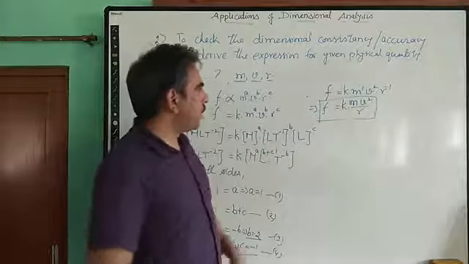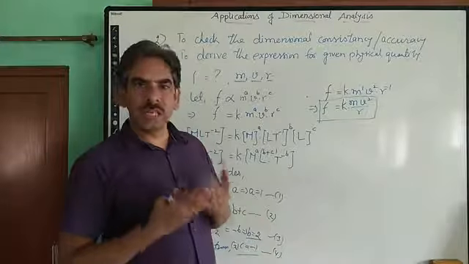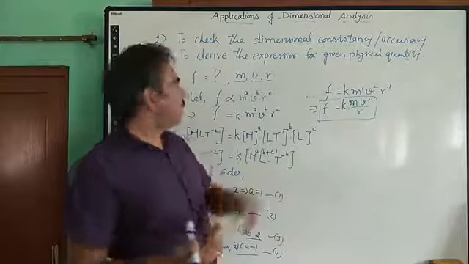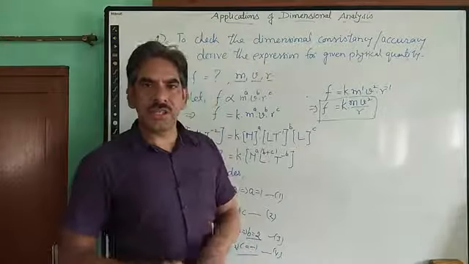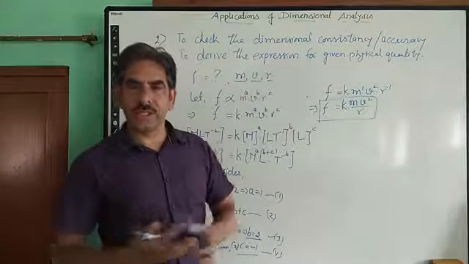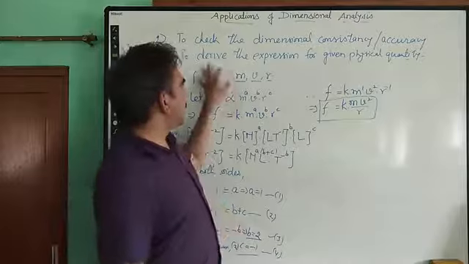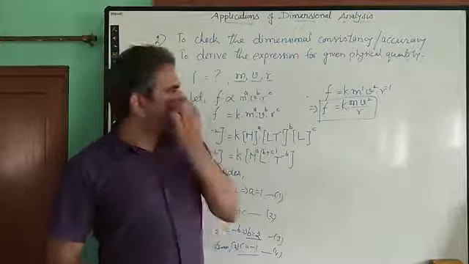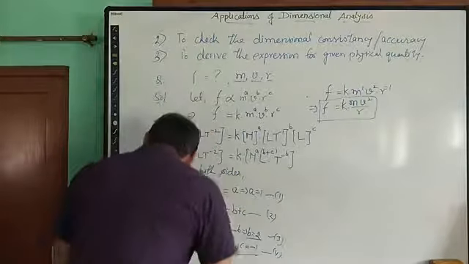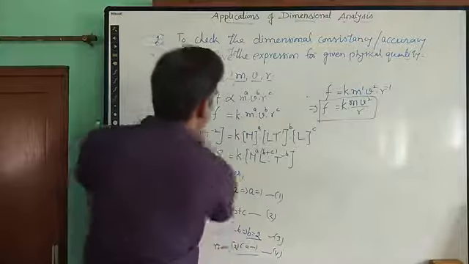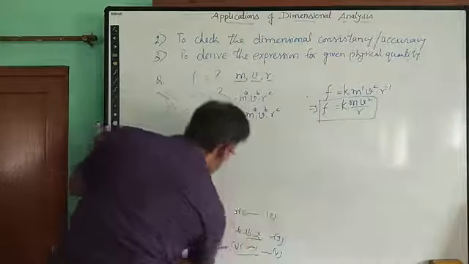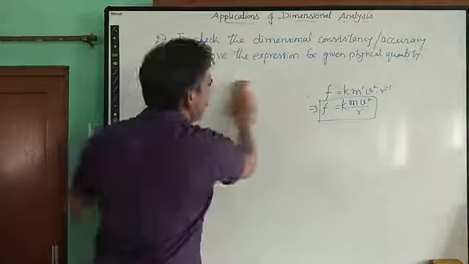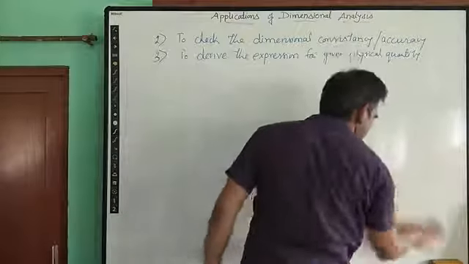So this is how we make use of the method of dimensions in different ways, in converting the units from one form to other, in checking the dimensional consistency or accuracy or correctness of a given equation or formula, or we can also derive the expression for any given physical quantity by the method of dimensions. But this dimensional analysis is not always applicable or gives correct information. It has some limitations. So what limitations the dimension analysis have, we will discuss one by one.